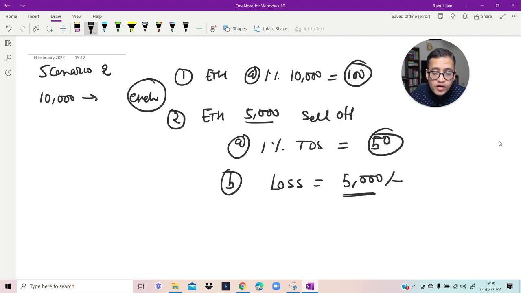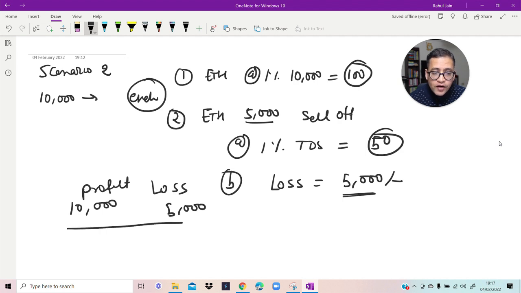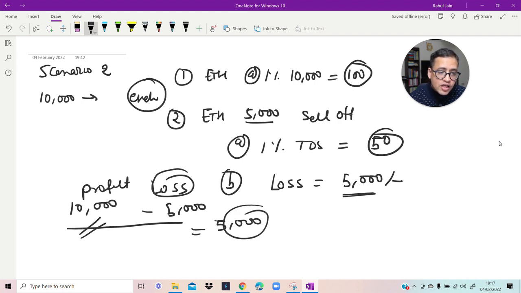However, as we learned in scenario one, he made a profit of 10,000 rupees. And now in scenario 2, he made a loss of 5,000 rupees. So when he comes to file his income tax return, there is an argument here that should this loss be set off against the profit? So should he be paying tax on just 5,000 or should he be paying tax on this 10,000 profit?